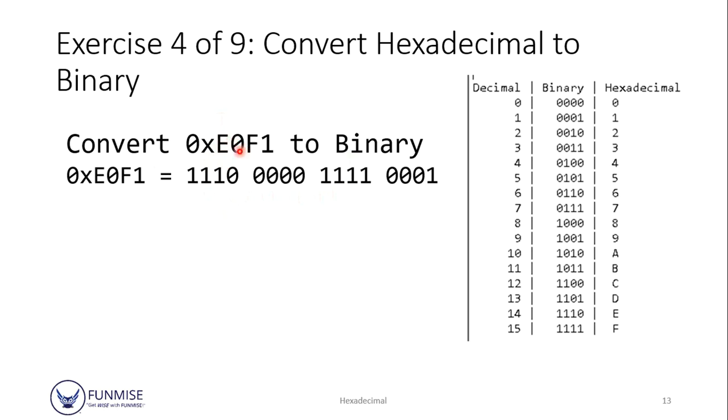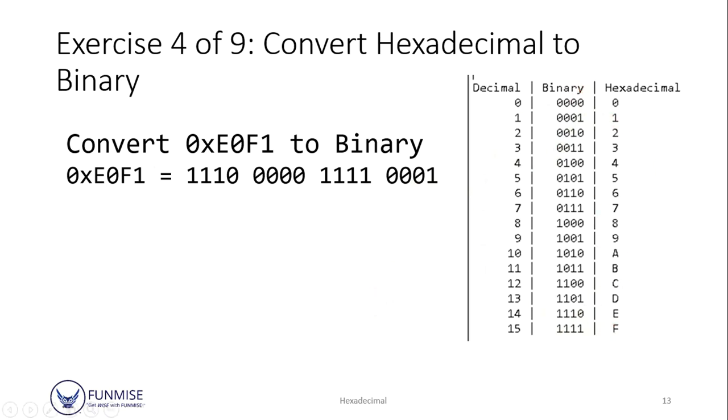Here again, we have this hexadecimal being converted to binary. As stated before, every single hexadecimal representation has an equivalent binary representation. So for this E, we know it's 1110. For this 0, we know it's 0000. For this F, we know it's all ones. For this 1, we know it's 0001. So we can very easily translate from hexadecimal to binary just using a handy translation table as we have here.